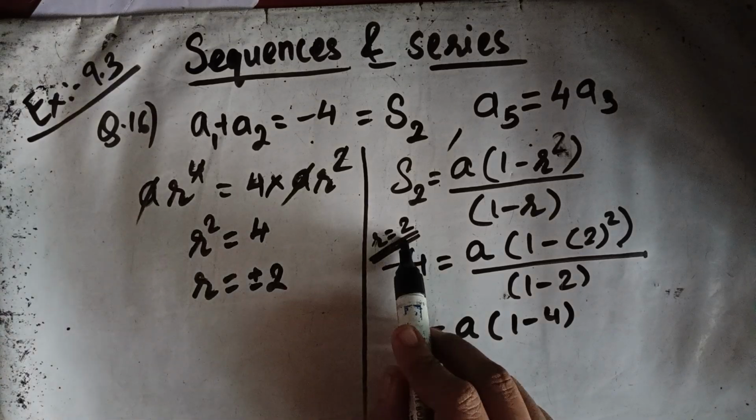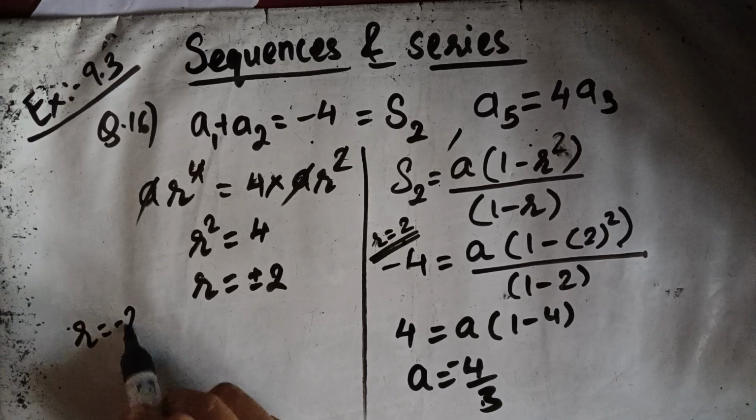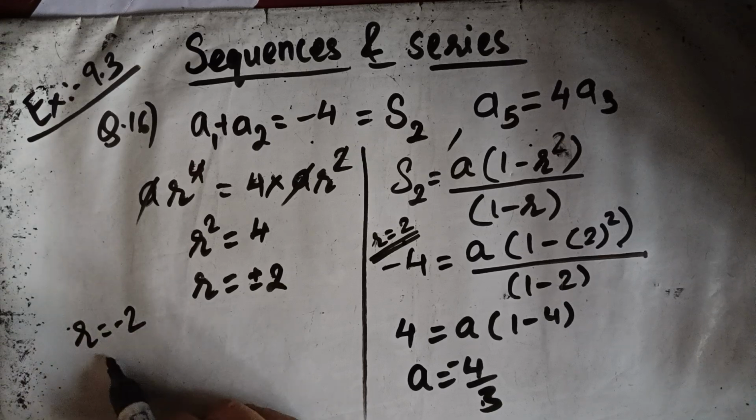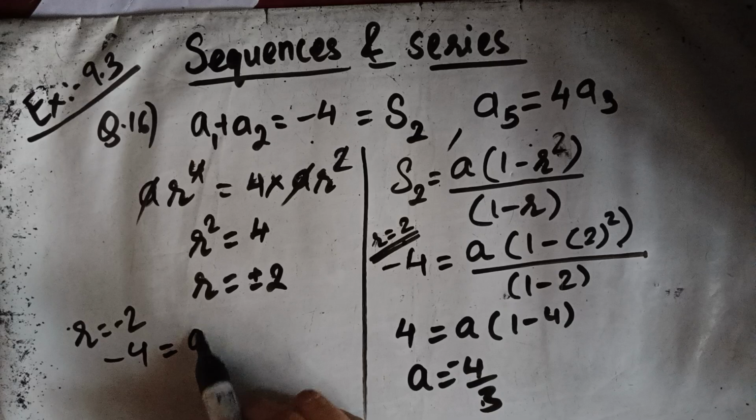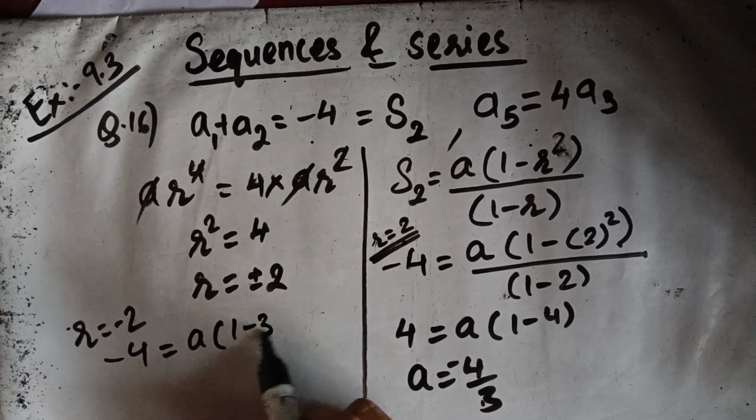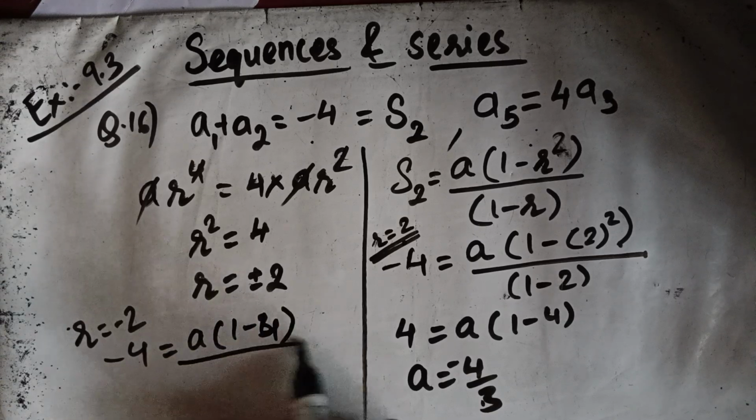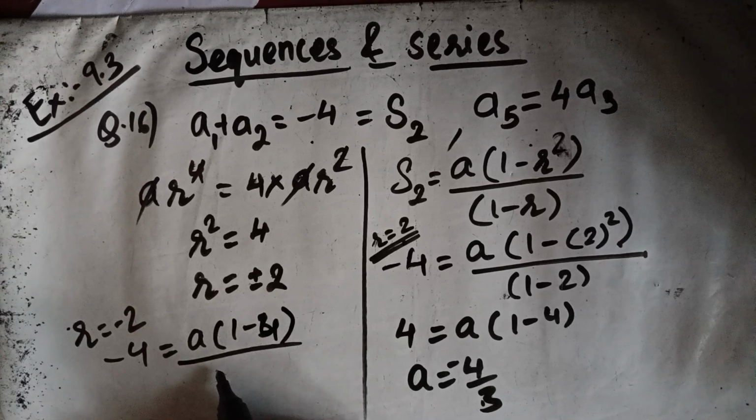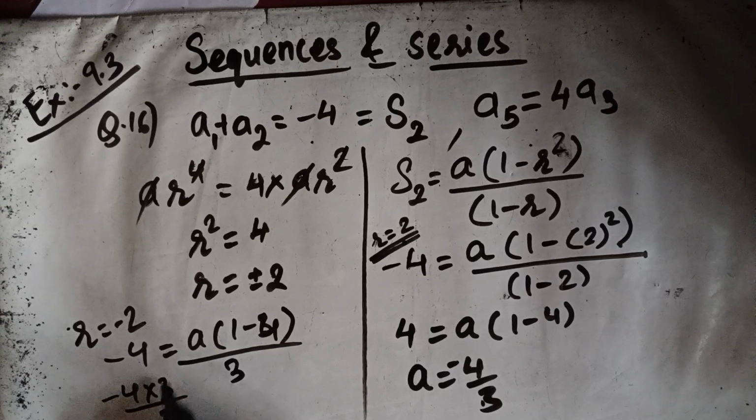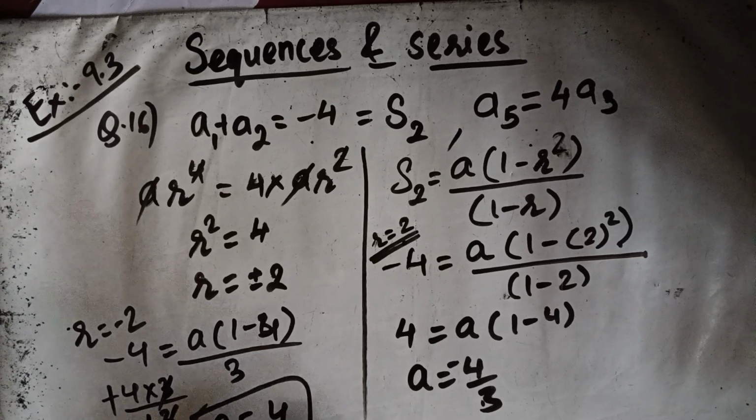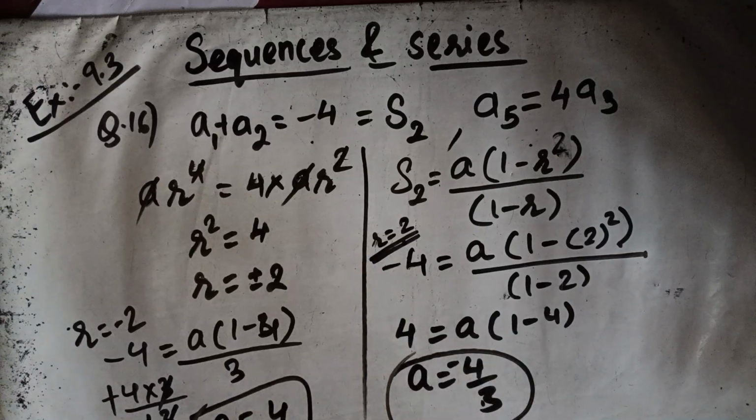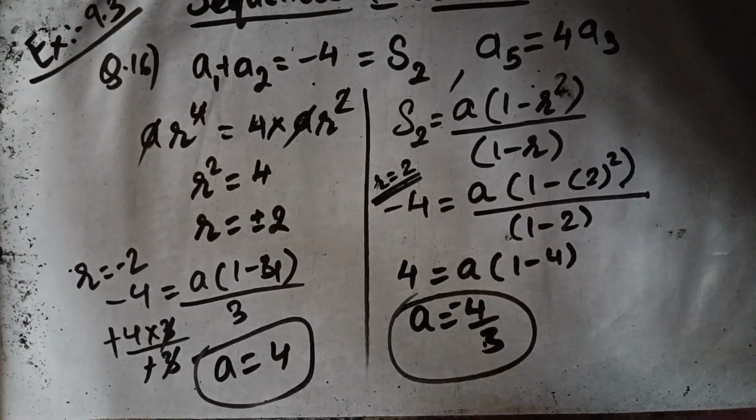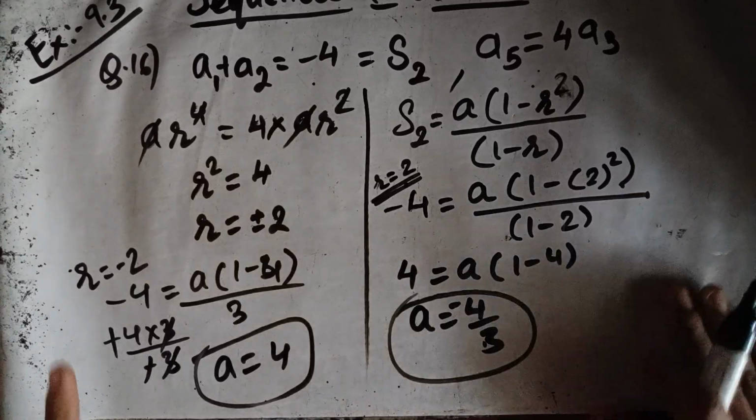So -4 upon 3. Okay, this is for r equal to +2. For r equal to -2, this is -4 equal to a, and -4 upon 1 plus 2, that is 3. So -4 into 3 upon -3, so 4. So we are getting a equal to 4 by 3 and a equal to 4.